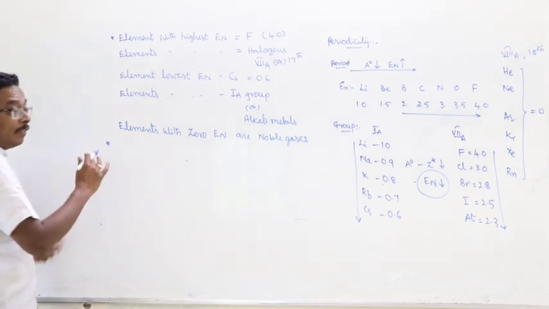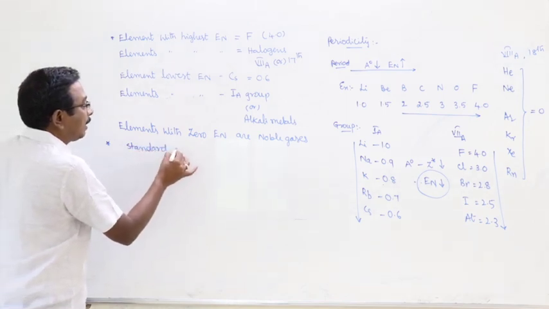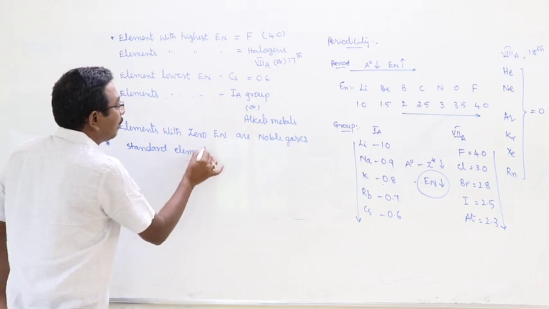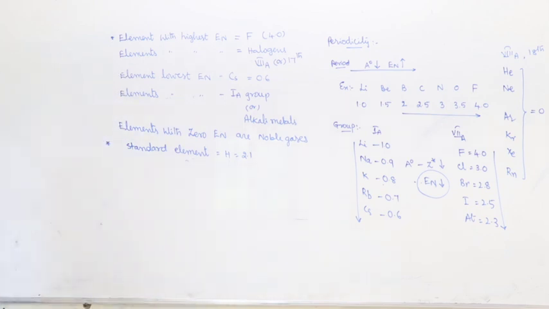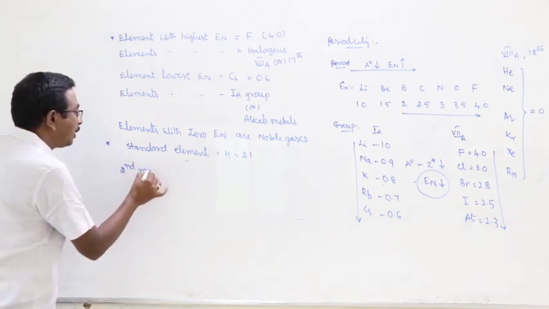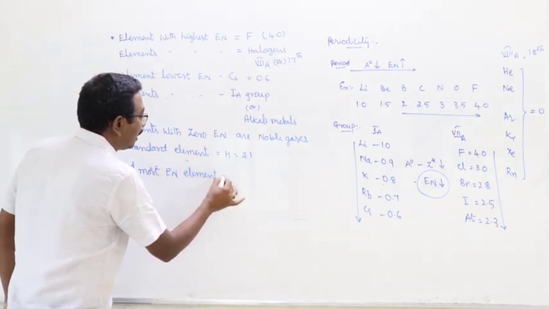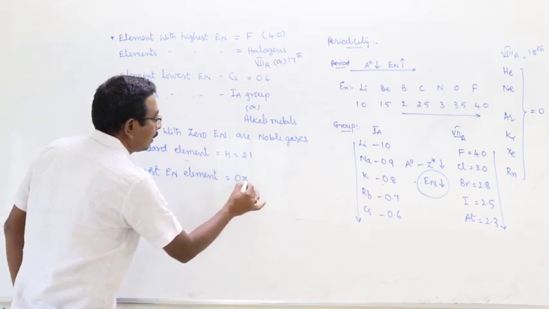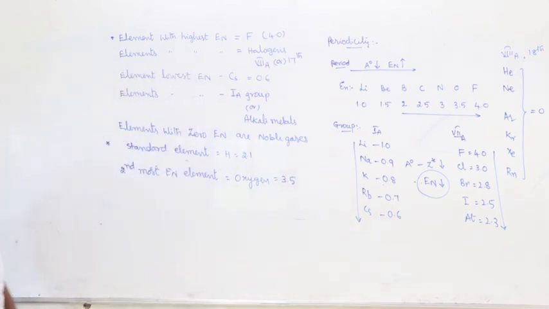And next one, which one of the following elements is taken as the standard to calculate electronegativity of atoms of elements? Hydrogen, its electronegativity is equal to 2.1. Next one, second most electronegative element. Second most electronegative element is oxygen, that is equal to 3.5.